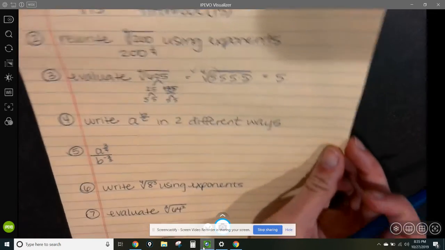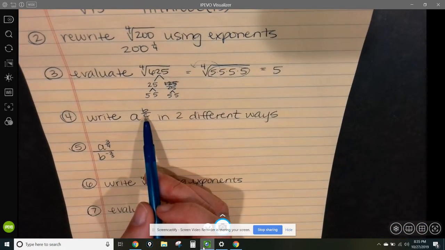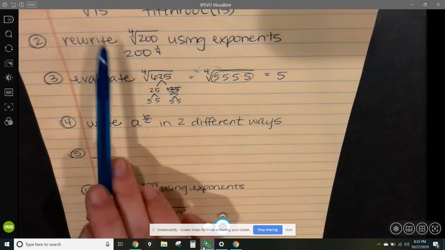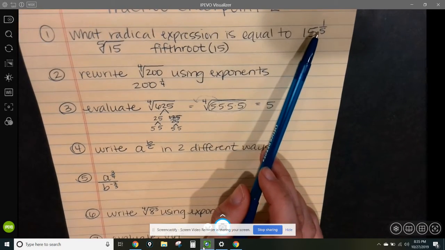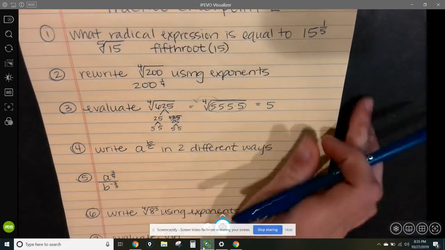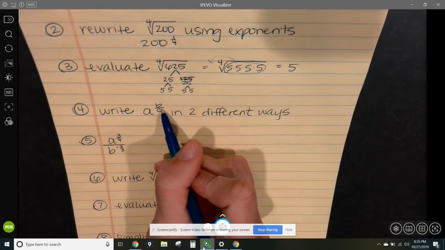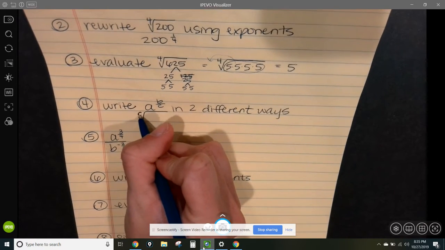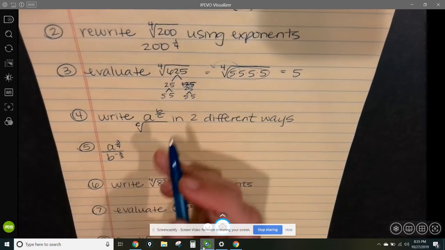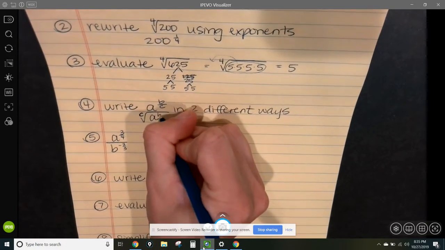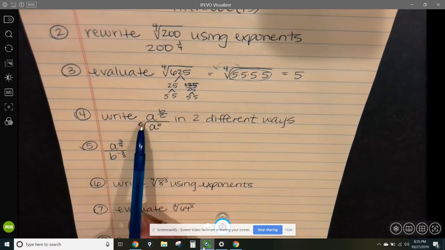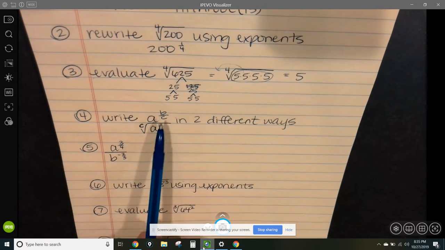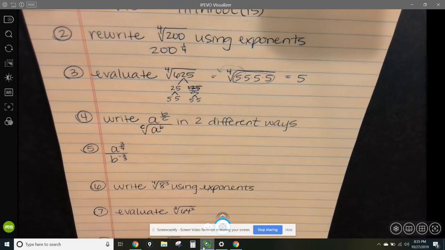Number 4, so they ask you to write this a to the b over c power in 2 different ways. So it's just asking you, think about this fraction just like we did up here. When we have a fractional exponent, we can write that using radicals. So whatever the denominator is, that is going to be what's outside the radical here. This is going to be the c root of a to the b power. So the denominator is always the radical, the number outside the radical. And then the numerator stays with that base.